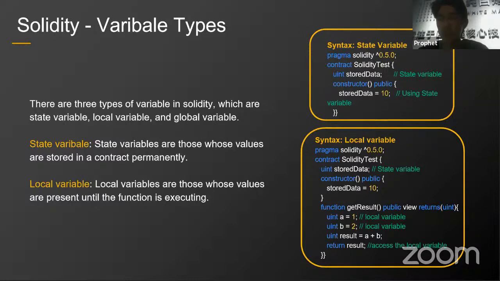So if you change a state variable, it costs some fees. But if you just change a local variable, you don't have to pay for that. So there is some state variable syntax. If you declare a variable just outside of a function, but in the contract, it will be a state variable. But if you declare a variable in the function, then it will be a local variable.